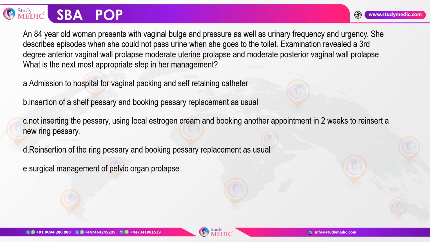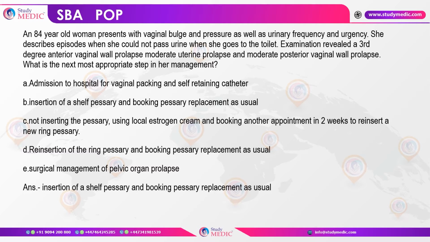Alright, now stop the video here again, pause it and read the question very carefully. So an 84-year-old woman, sometimes coming with a history of urinary retention. She has second or third degree vaginal vault prolapse. She has uterine prolapse, anterior and posterior. What would you give her? The correct option is insertion of a shelf pessary and booking pessary replacement as usual.